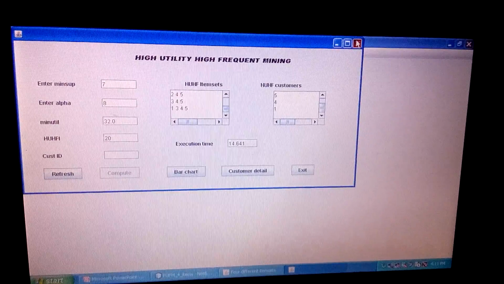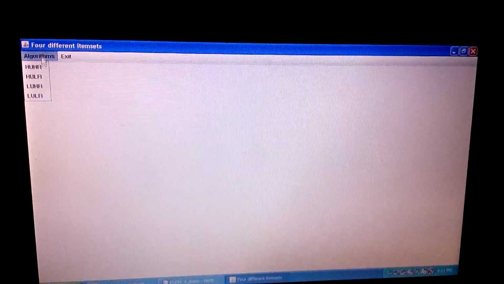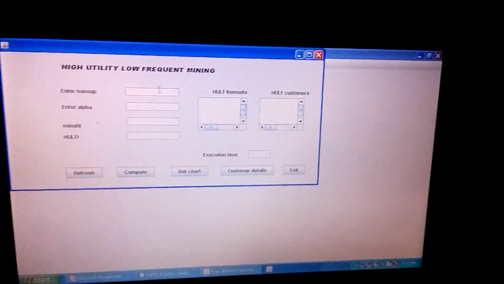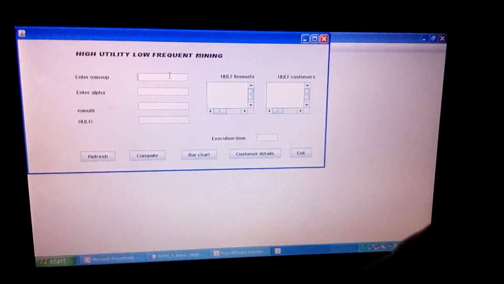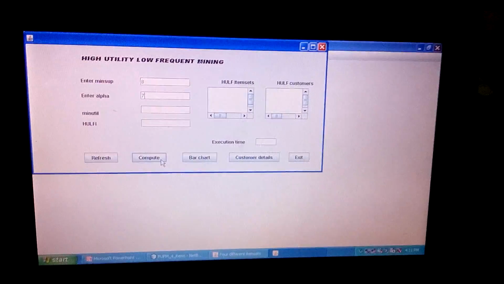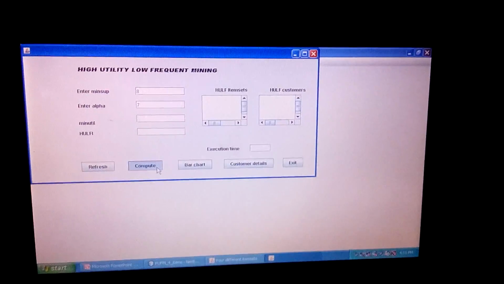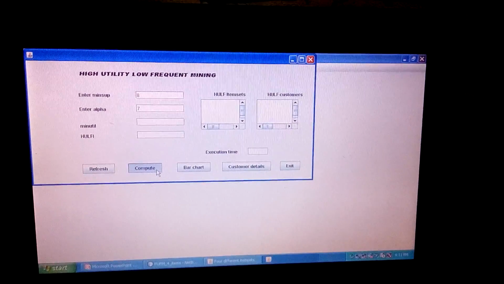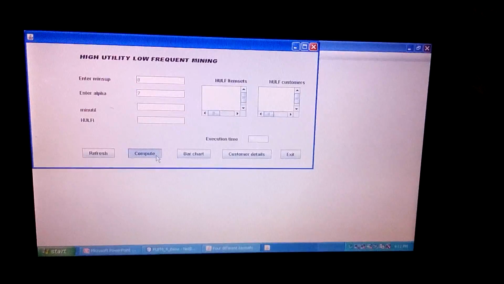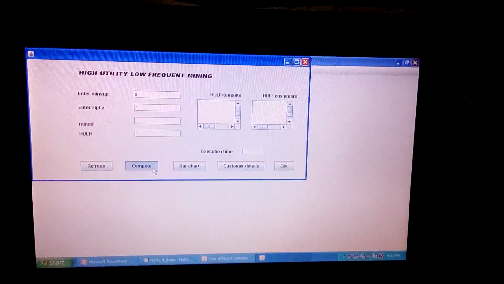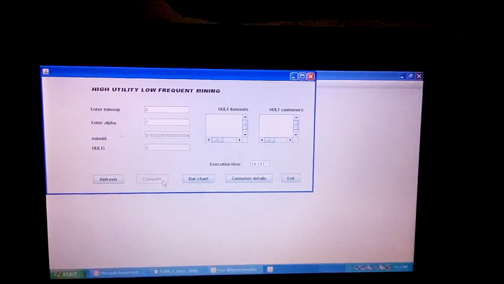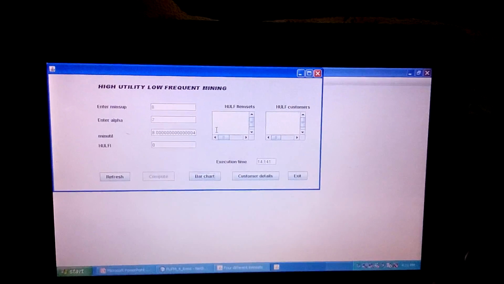Similarly, we have to check the other 3 frequencies. The second one is high utility and low frequency mining. We have to enter the transaction as 8 and then the profit, which is about 70%. Profit is 8.